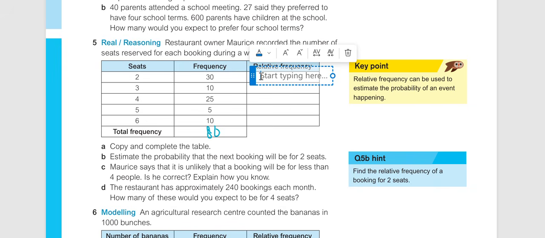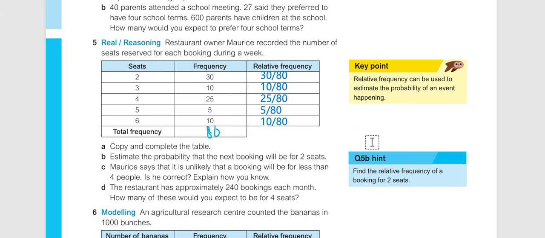Right. Here what's the value? What's the frequency? 30 upon 80. Yeah, here you can say 30 upon 80. Next one, 10 upon 80. Yeah, it's 10 upon 80. Next answer, 25 upon 80. Yes, next, 5 upon 80 and 10 upon 80. These are the relative frequencies. Is it clear? Yes. Right.